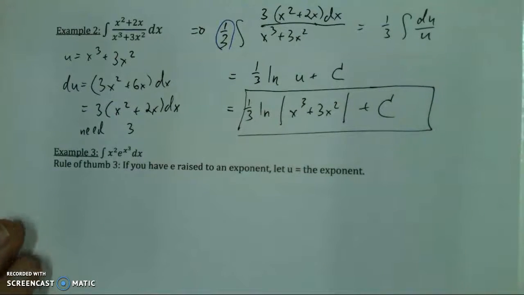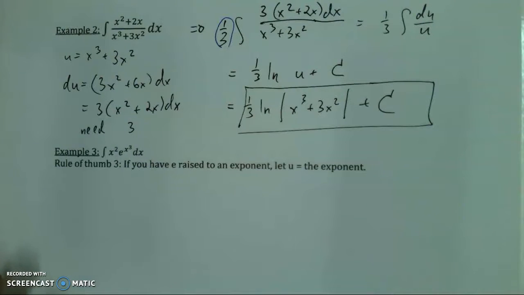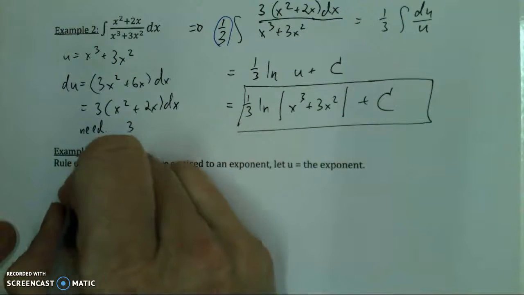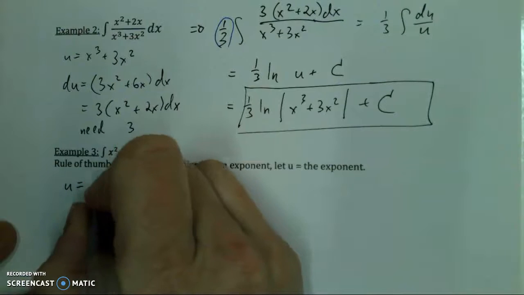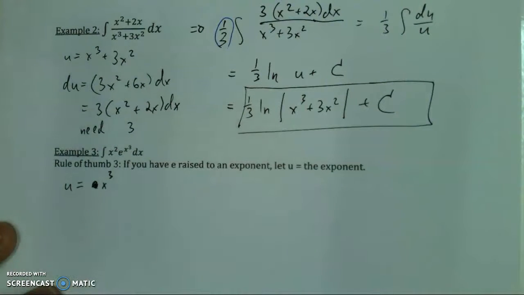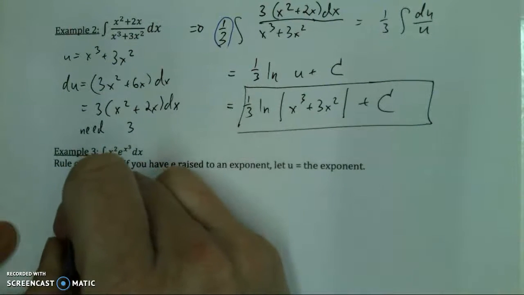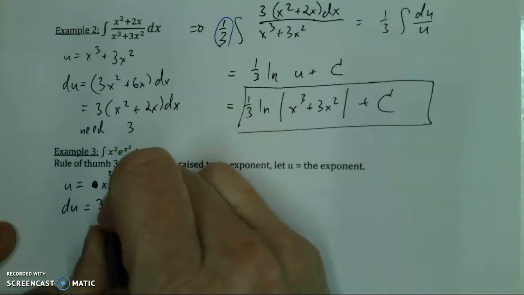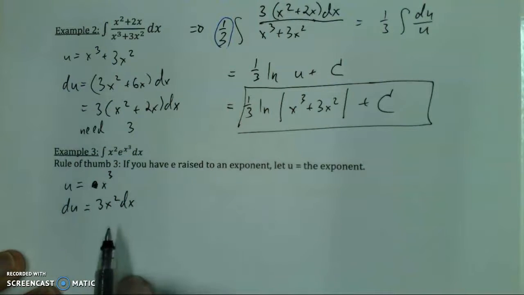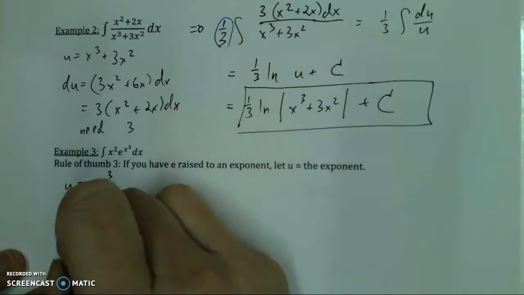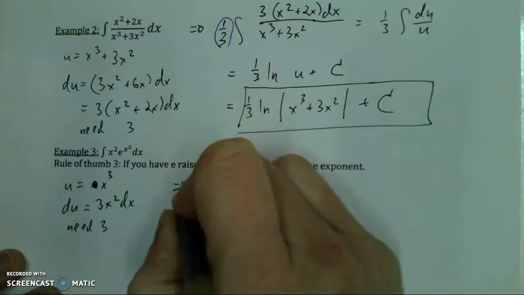My next rule of thumb, if I have e to a power, picking that exponent is generally a good choice. Remember, we have a rule for e to a constant times x power, but we do not have rules for anything else. So here I have e to a power, so let's pick that exponent, x cubed. So then du is 3x squared dx, and I have the x squared, but I'm going to need that 3.